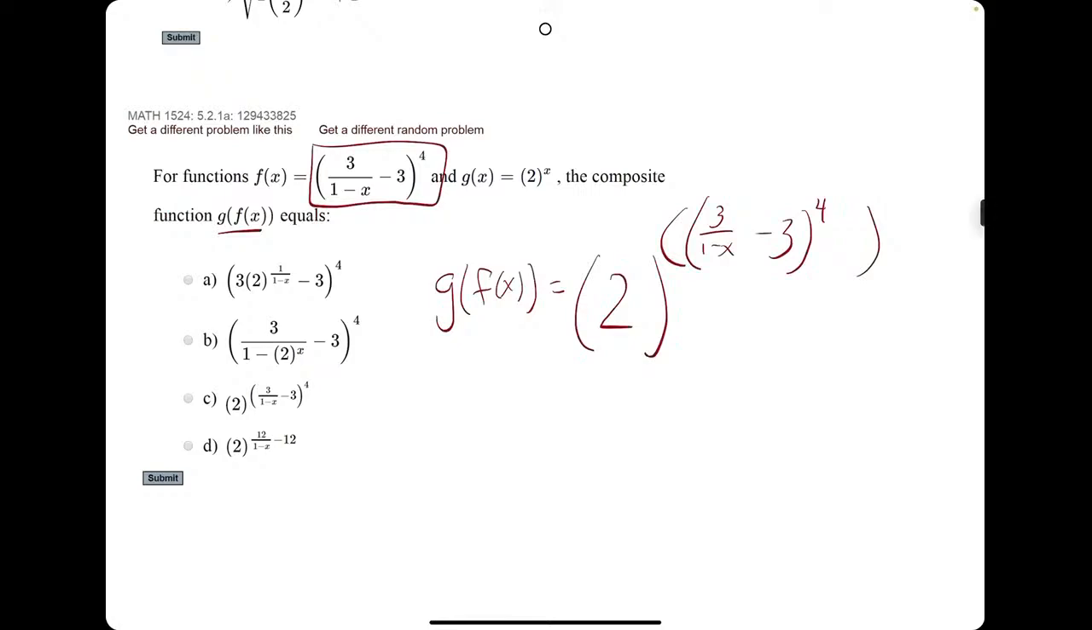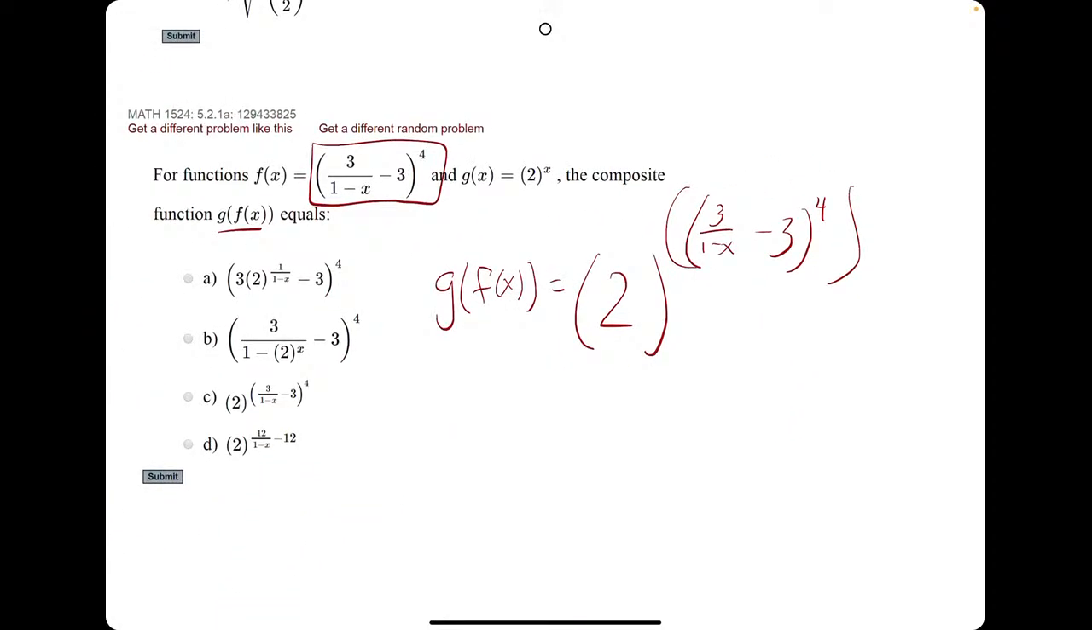All right. Do we see the answer? Big 2 on the bottom, big F in the exponent. It's looking like C. All right, let's keep rolling.